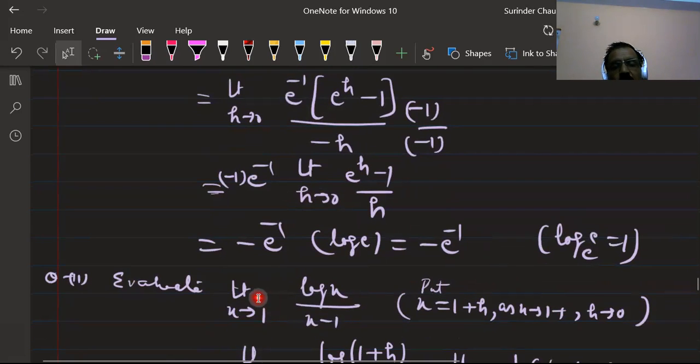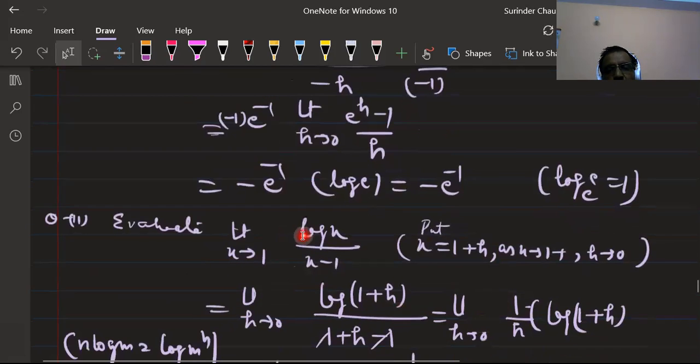Now we will find the limit as x approaches 1 of log of x upon 1 minus x. Again we change the limit. If plus or minus is not written, you can take the right-hand limit or the left-hand limit. Put x equal to 1 plus h. As x tends to 1 from the positive side, h tends to 0, always positive. So changing the limit from x to h, x is exactly 1 plus h, and we get the limit as h tends to 0 of log of (1 plus h) upon 1 plus h minus 1.